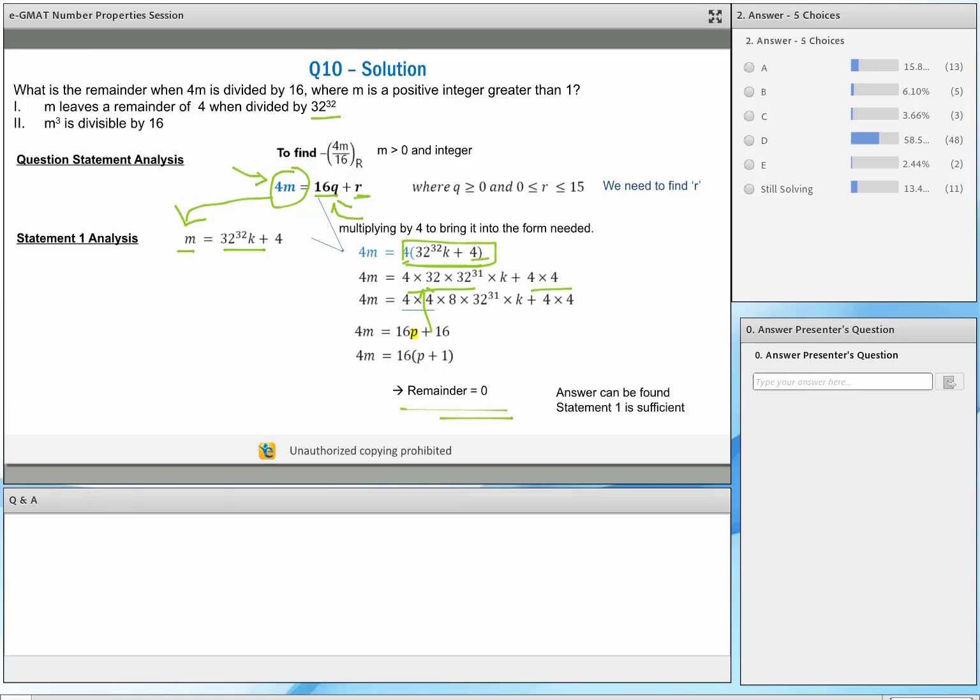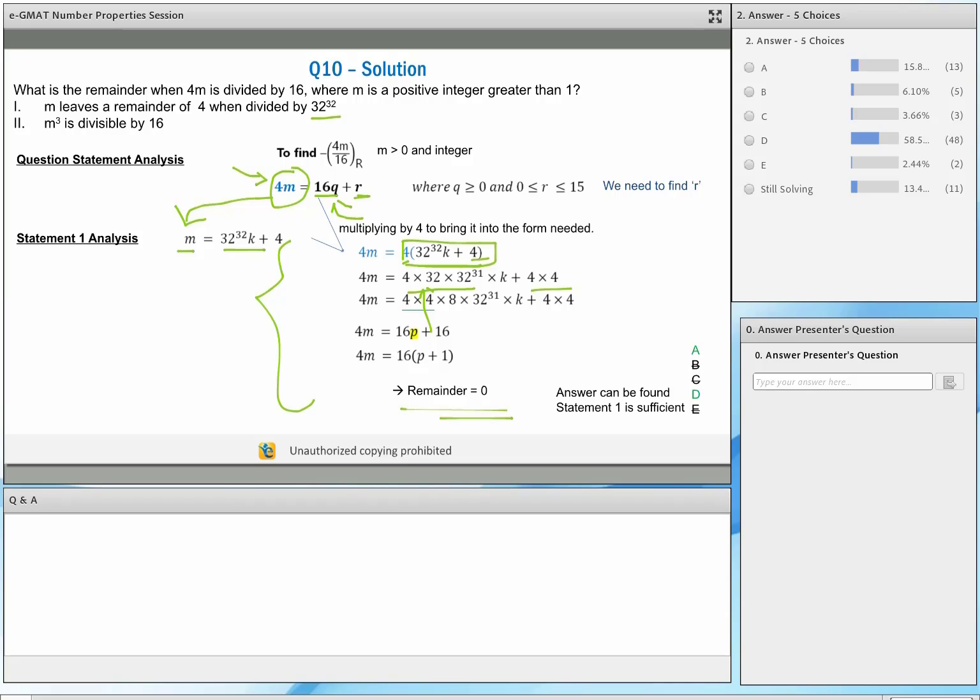Okay. So again, over here, the main point is that the manipulation skill set that you are building while solving easier questions comes in handy when you're solving data sufficiency questions, when you have no other choice but to manipulate.